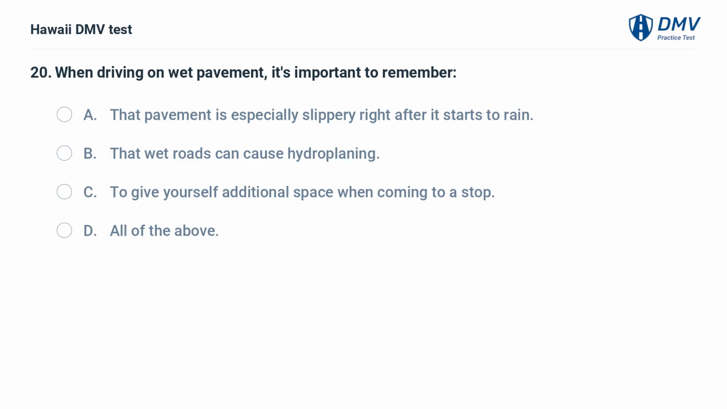When driving on wet pavement, it's important to remember: A. That pavement is especially slippery right after it starts to rain. B. That wet roads can cause hydroplaning. C. To give yourself additional space when coming to a stop. D. All of the above.